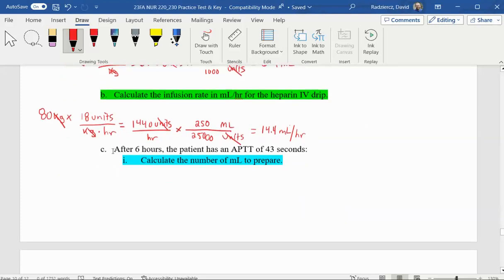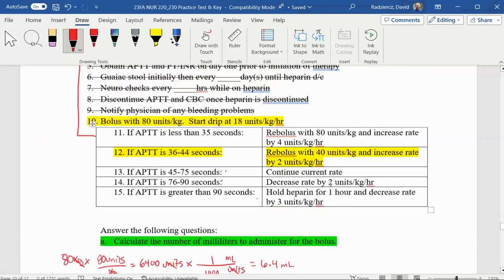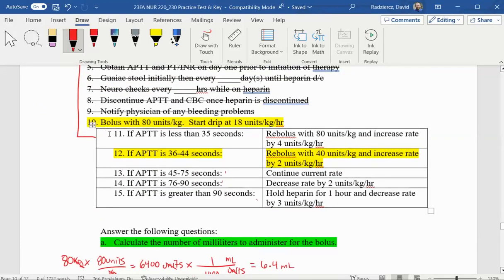The other scenario is it might tell you that the person's already on a heparin infusion, and then after 6 hours, they recalculate the APTT. They see that it's 43 seconds, and they're going to ask you to do some more follow-up. So that's where this boxed-in section comes in. You're going to look at the APTT and reassess. What do we do? You're going to look at each of these things.